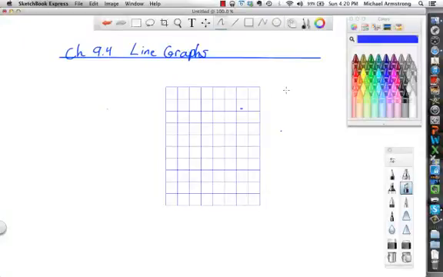Okay, here we are, chapter 9.4, line graphs. And we're going to use some actual data to make a line graph, and you kind of see how that works. A line graph is a graph that uses line segments to show how it changes. So we're going to just graph points like we've been doing. Your book talks about recording temperatures, and we can do that pretty easily.